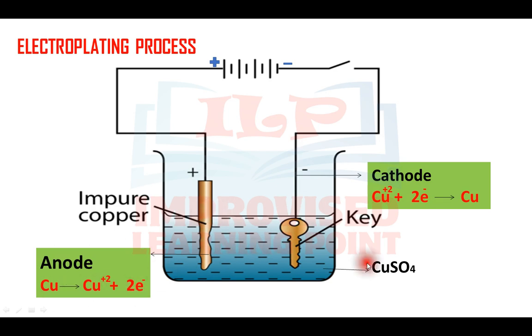And this solution is known as the electrolyte and this is copper sulfate. This electrode is joined with the positive terminal, so it is known as the anode. This electrode is joined with the negative terminal, known as the cathode. This small line indicates the negative terminal, this larger line indicates the positive terminal.